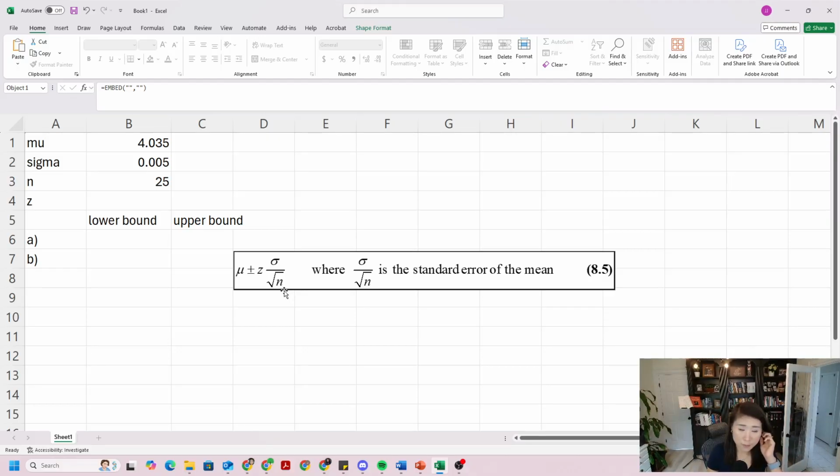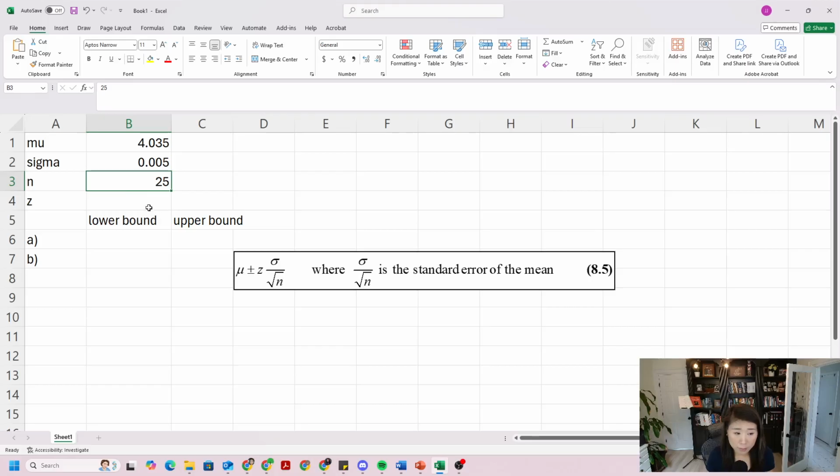Okay, first, let me teach you a good habit. Every time you do Excel, as you read the question, write down your parameter values in Excel so that it can prevent typos later on, since you're going to use those numbers again for the calculation. Based on the question, the population mean diameter is 4.035, the population standard deviation is 0.005, and the sample size we will use in question B is 25.